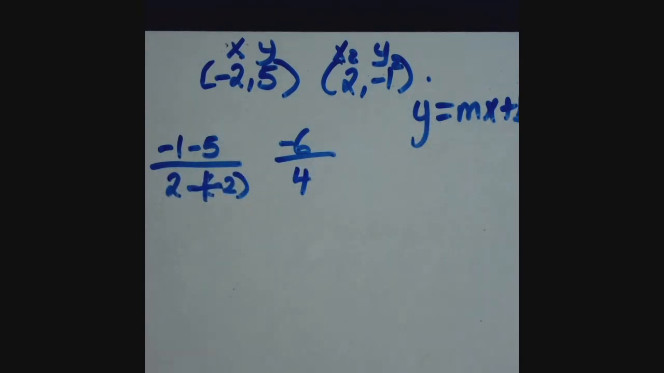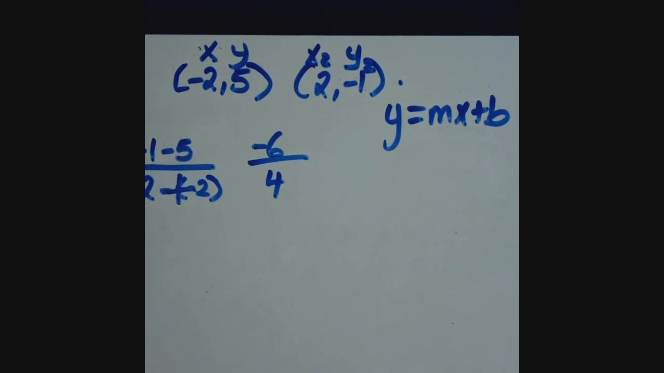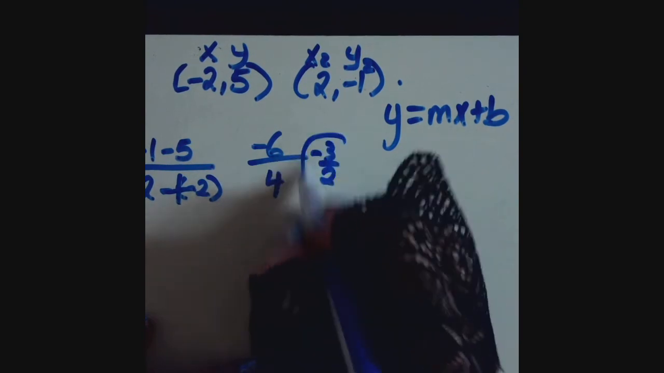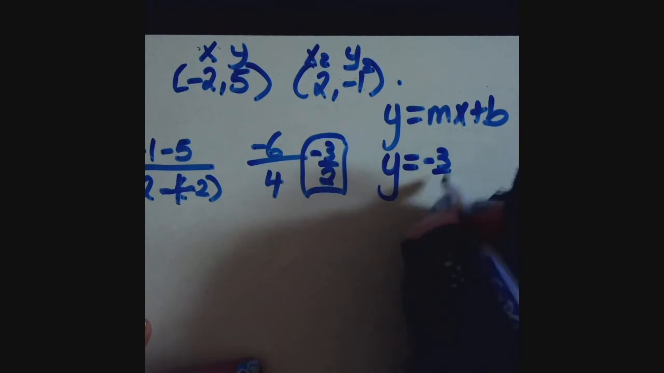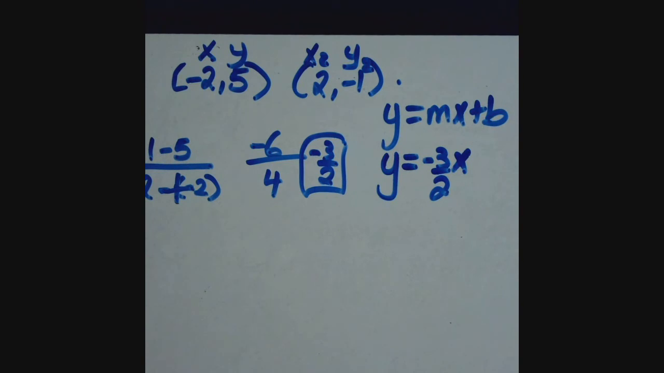So I've got negative 6 over 4, but we know that we don't leave it like that. That can reduce to negative 3 over 2. So there I have my slope, but what I'm missing is the b. So I have two ordered pairs: (-2, 5) and (2, -1). So can't we do what we did in example 1?